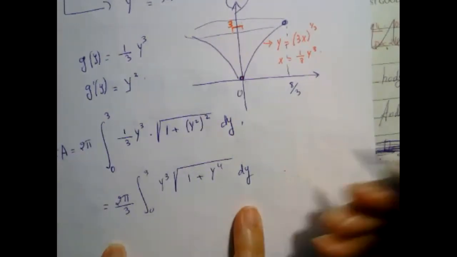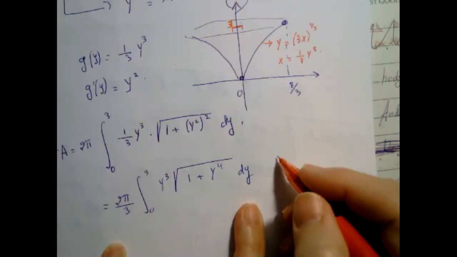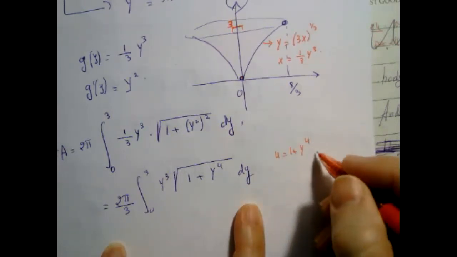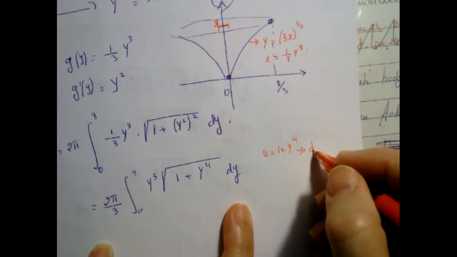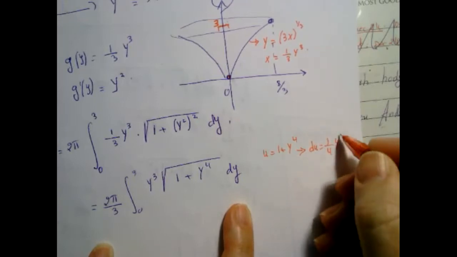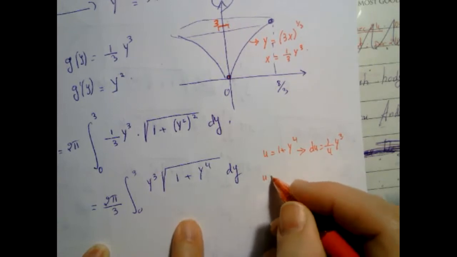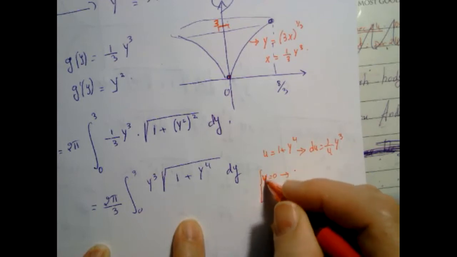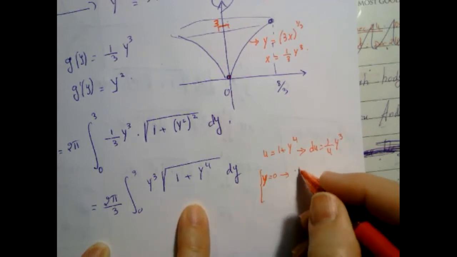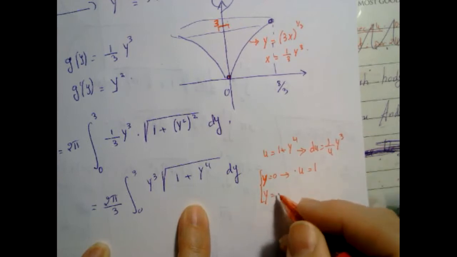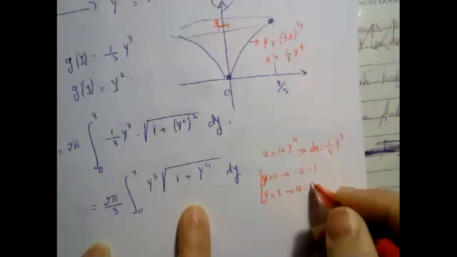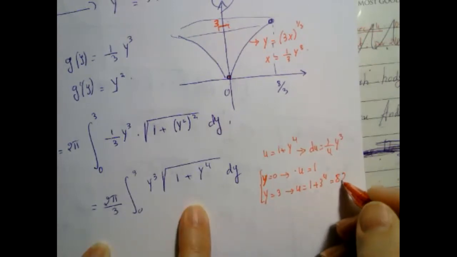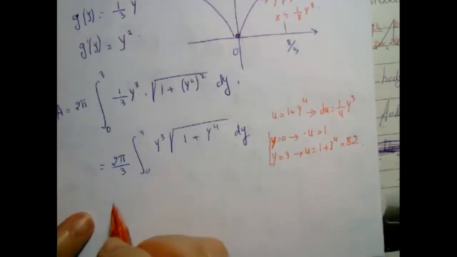And then finally, we use a substitution. We put u to be 1 plus y to the power 4, du is 4 y cubed dy. And then the limits: at y = 0, u is 1; at y = 3, u is 1 plus 3 to the power 4, which is 81, that's going to give me 82.